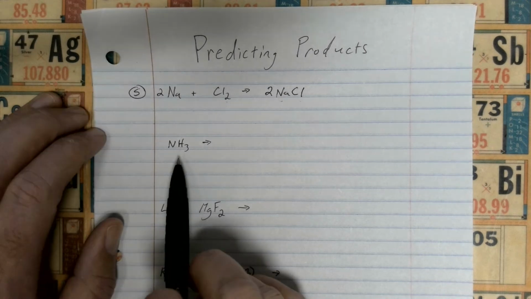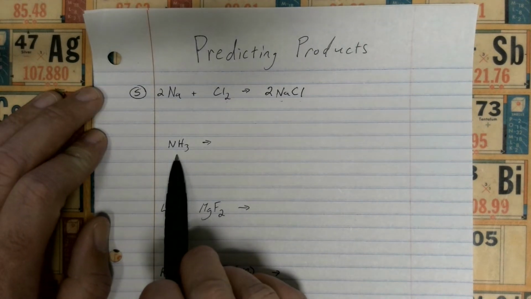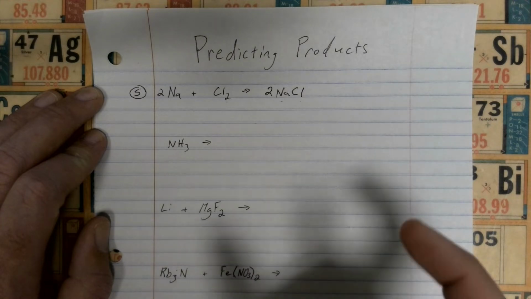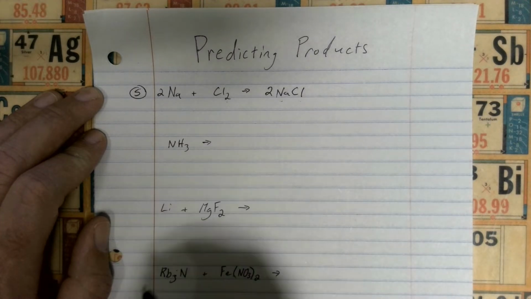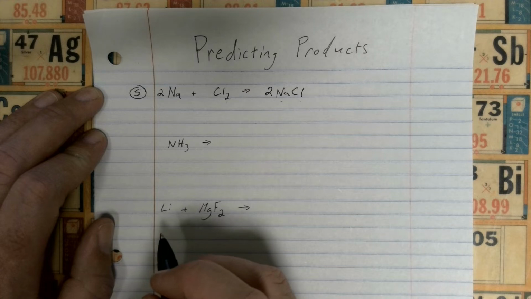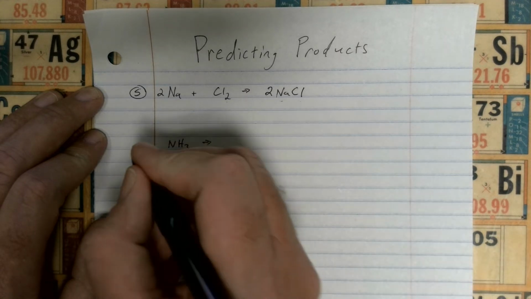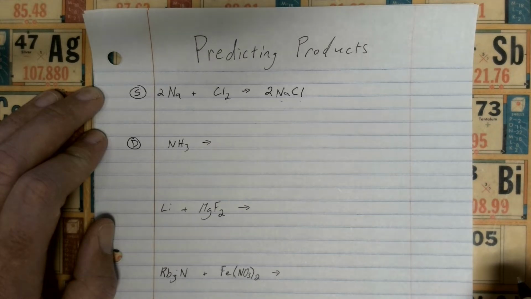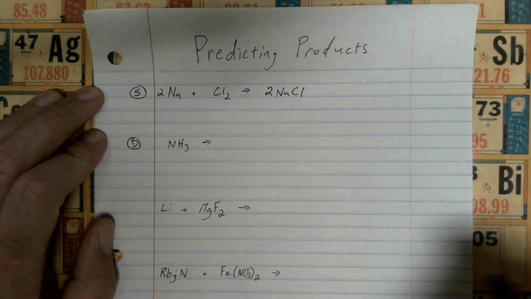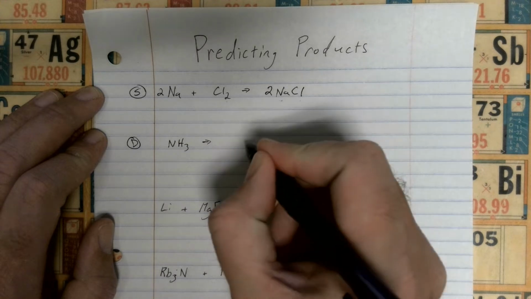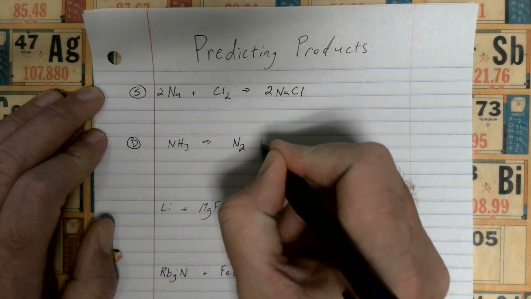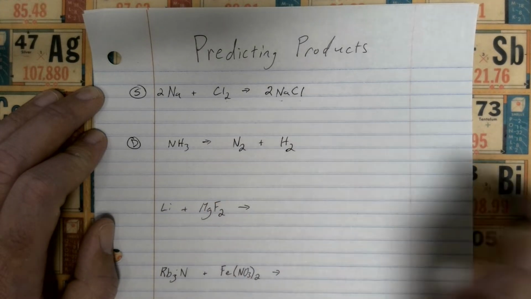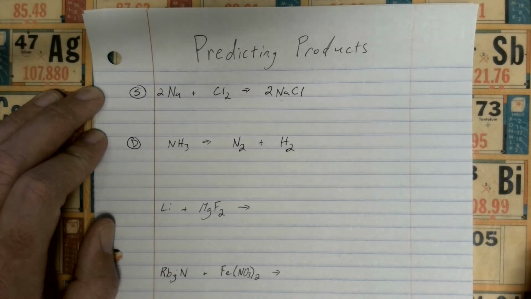Now here's the next one. We have just one reactant. If we have just one reactant, the only thing it can do is break apart into multiple elements, or maybe a compound and an element. So that's going to be a decomposition reaction. So we have N and H. We're going to break it apart into N2 plus H2. It's going to break down into N2 plus H2.